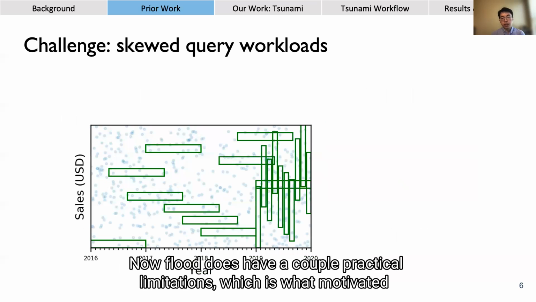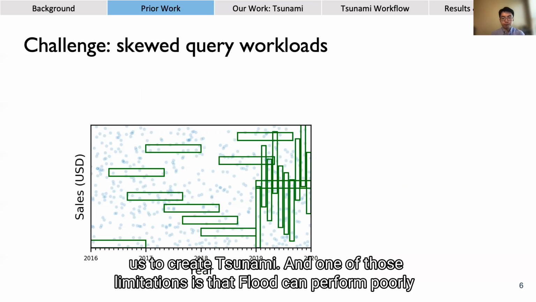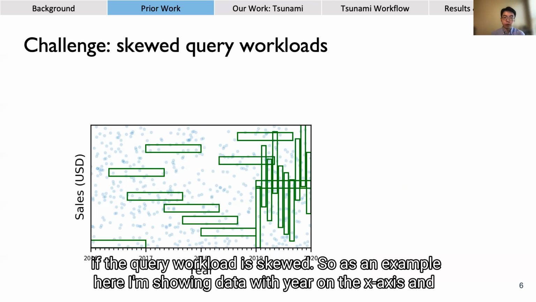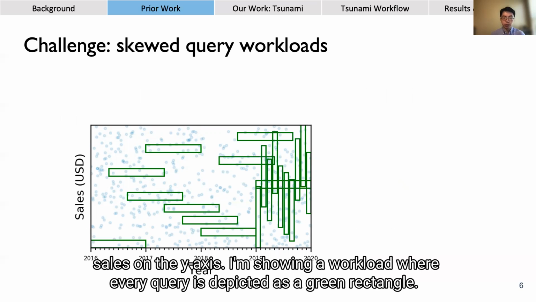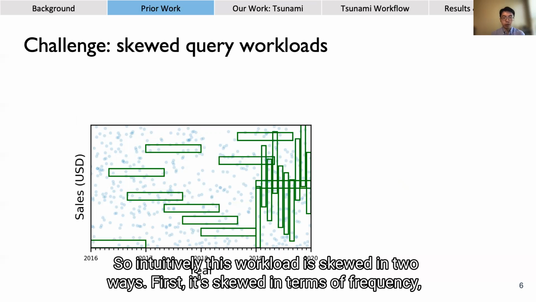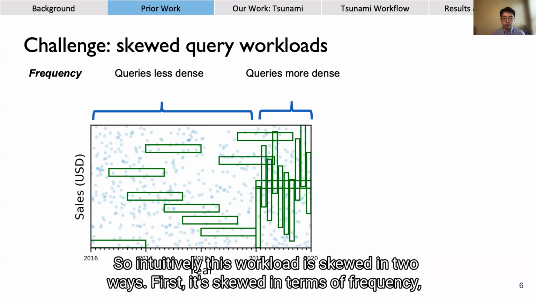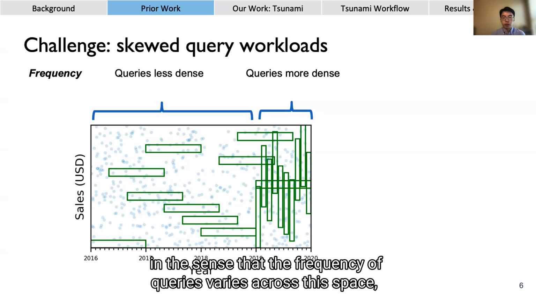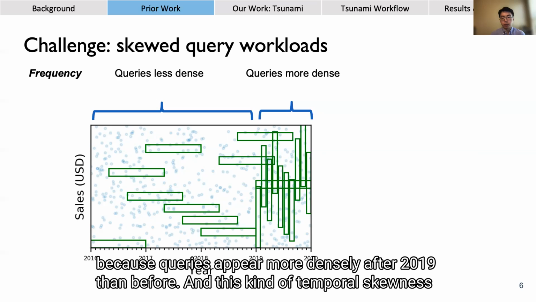Now, Flood does have a couple practical limitations, which is what motivated us to create Tsunami. One of those limitations is that Flood can perform poorly if the query workload is skewed. As an example, here I'm showing data with year on the x-axis and sales on the y-axis, and I'm showing a workload where every query is depicted as a green rectangle. Intuitively, this workload is skewed in 2 ways. First, it's skewed in terms of frequency, in the sense that the frequency of queries varies across this space, because queries appear more densely after 2019 than before.